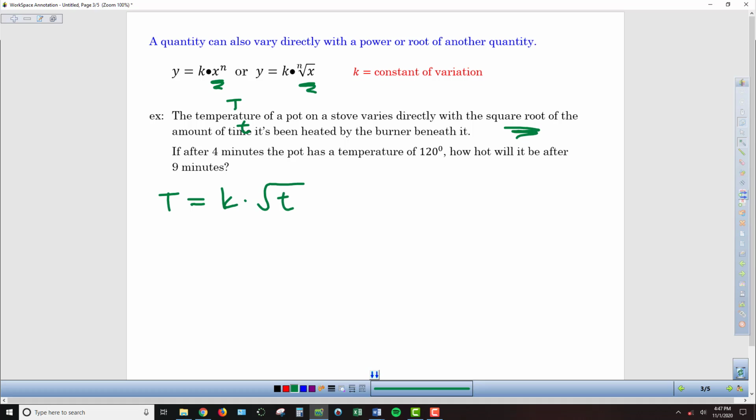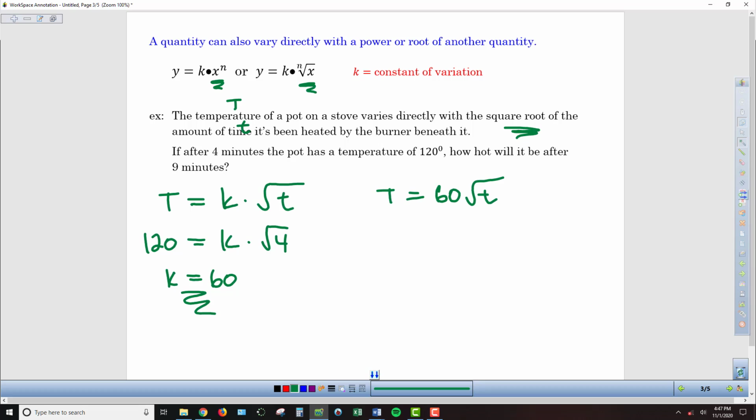I'm living dangerously here with capital T and lowercase t as my variables, but hopefully we can keep those straight. It says after 4 minutes, the pot has a temperature of 120 degrees. So I can plug in 120 for the temperature equals K times the square root of 4, which is 2. If we divide both sides by 2, we get K equals 60. So we have our K value. Now our model equation is going to be T equals 60 times the square root of the time.